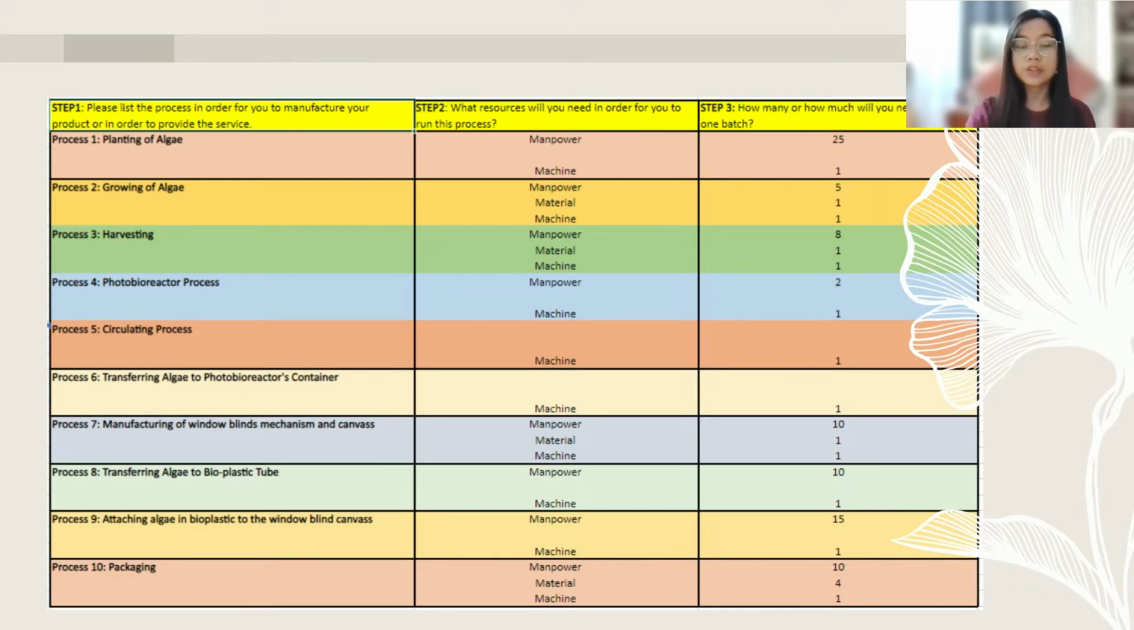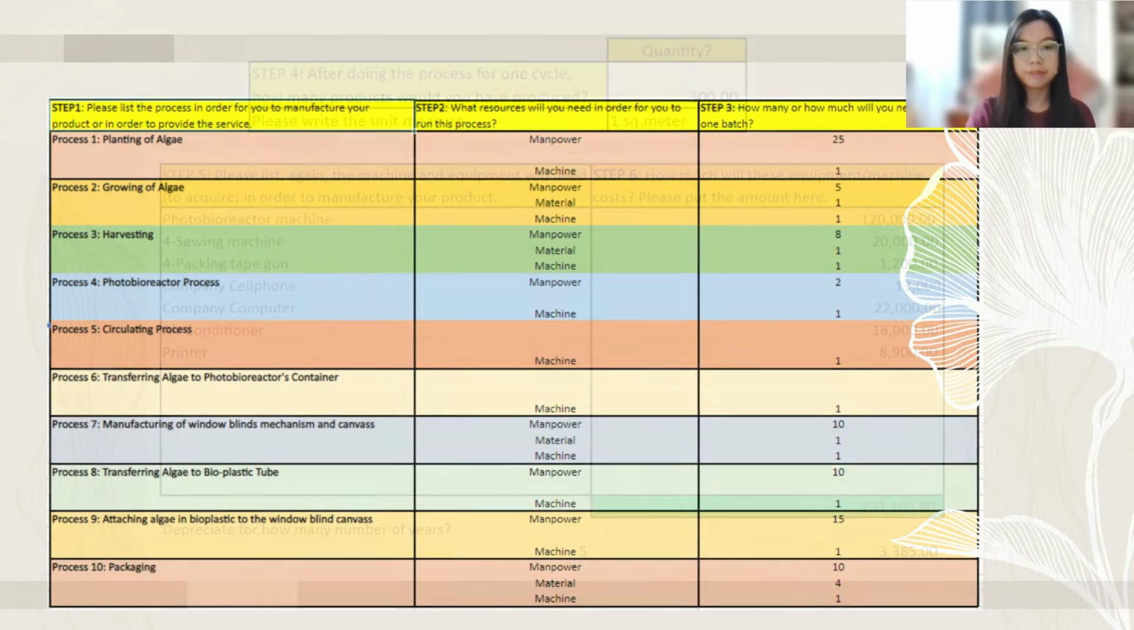Step 3 is a total list of how many resources will be used per batch. Here we have already indicated the number of manpower, materials, and machines used during our product's manufacturing process. As you can see, we have different workers in every process and a different number of materials and machines. For example, in process 1, we will need 25 workers and one machine to plant algae since this is one of the most difficult parts of the work. The required manpower, material, and machine depend on how difficult the work will be, and this will further apply to our product's other manufacturing methods.